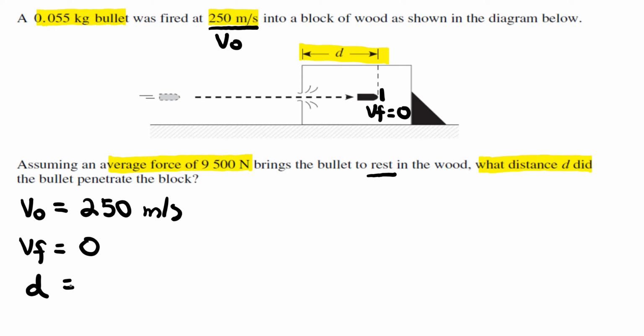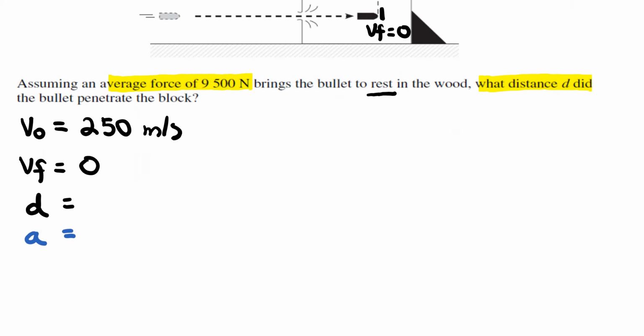So we need one more piece of information before we can actually solve for the distance traveled by the bullet. And we can also use forces here to create another equation to perhaps find the acceleration of the bullet. Okay, so we can say F net.